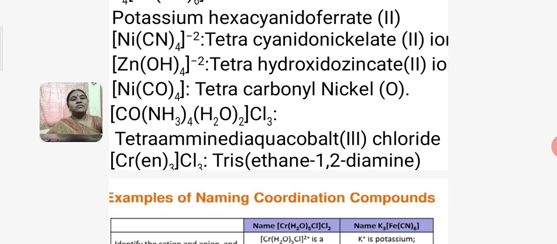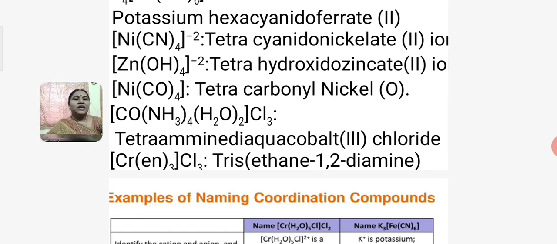[Co(NH3)4(H2O)2]Cl3. In this complex, the complex is a cationic complex. So we will start naming the cation first, and inside the coordination sphere we start naming the ligands. And in this complex, if you observe, there are 2 types of ligands, ammonia and water. Whenever 2 ligands are present, the ligands have to be arranged in alphabetical order first, and the one which comes first in the alphabetical order is to be named first.